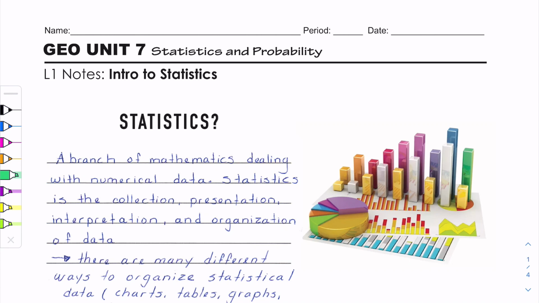Today we're going to take a break from our typical geometry lessons and we're going to spend the next couple weeks looking at statistics and probability. So our first lesson is our intro lesson and it's Intro to Statistics.